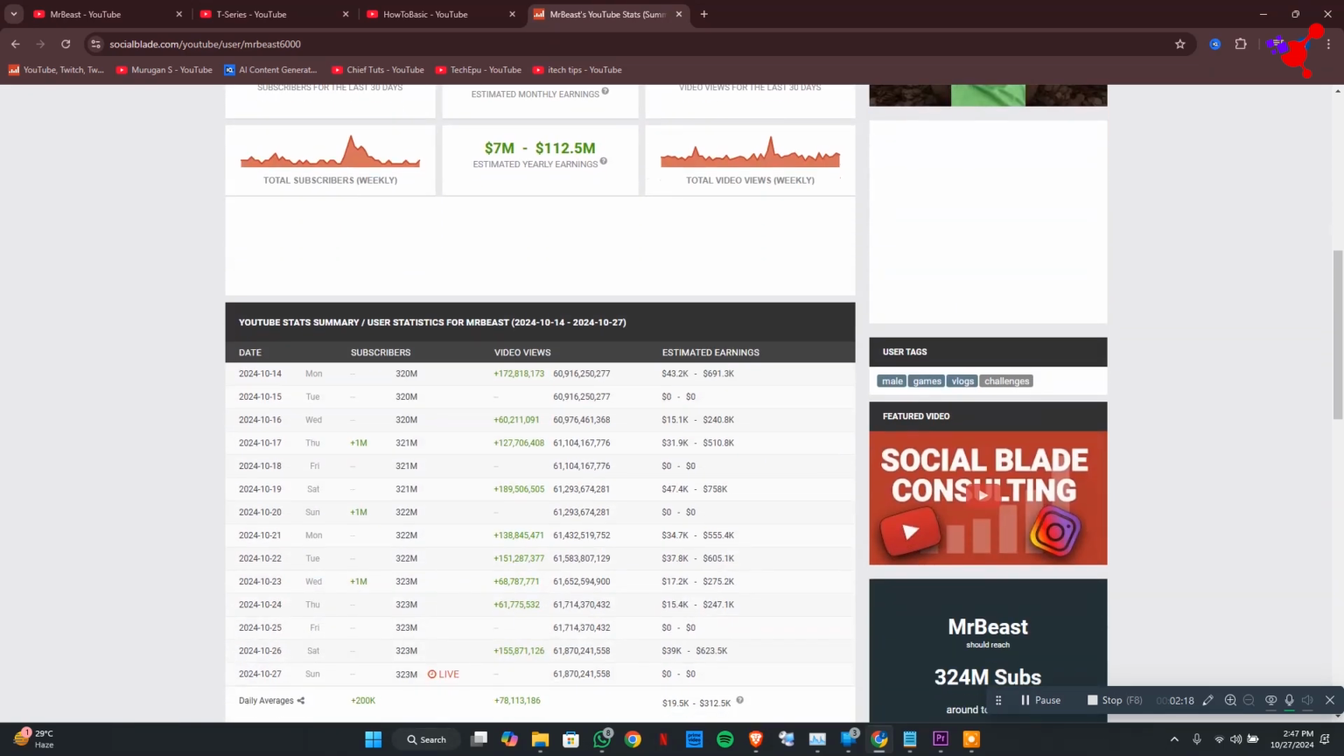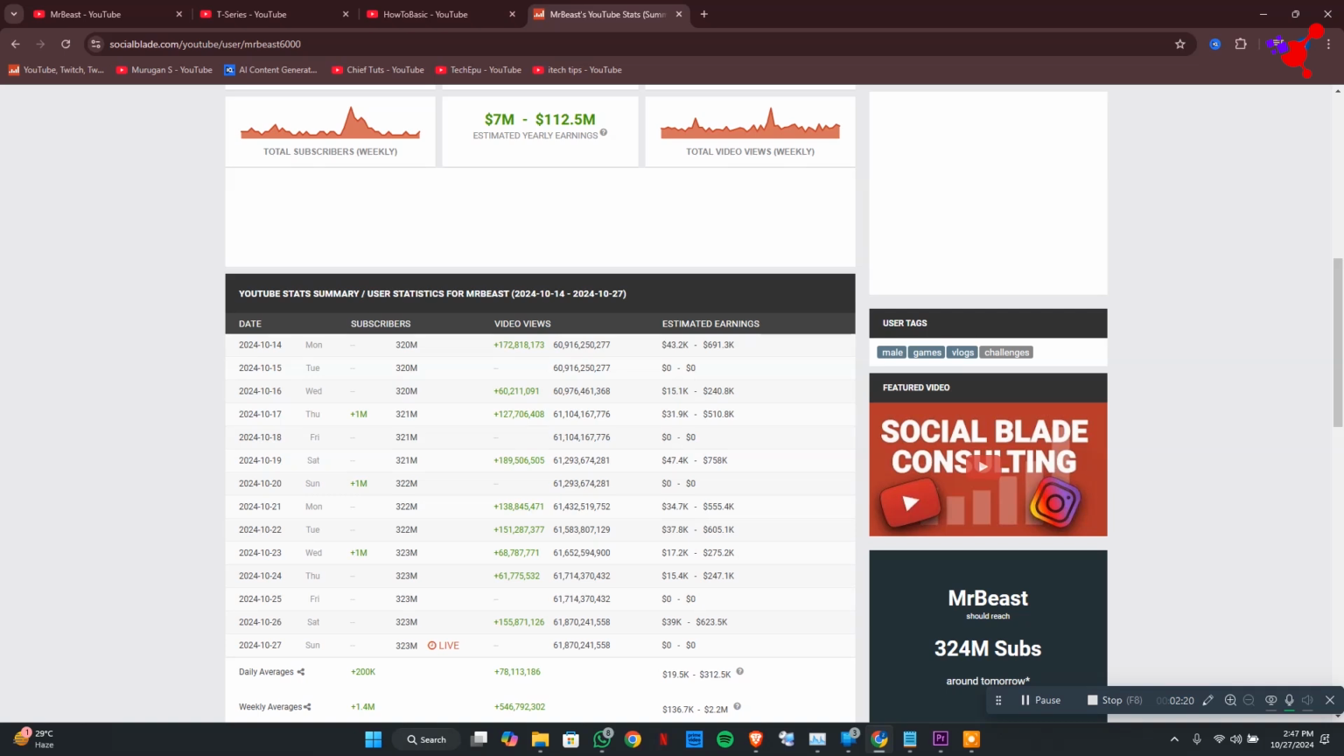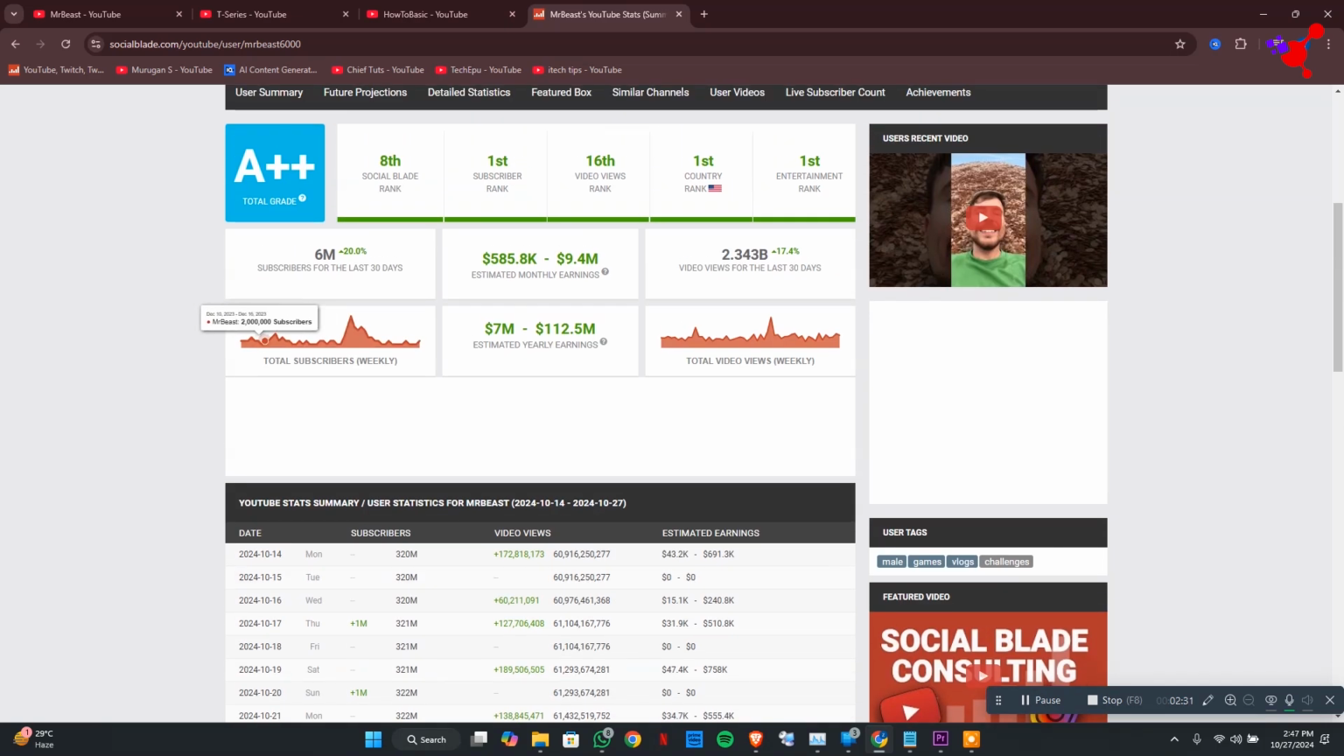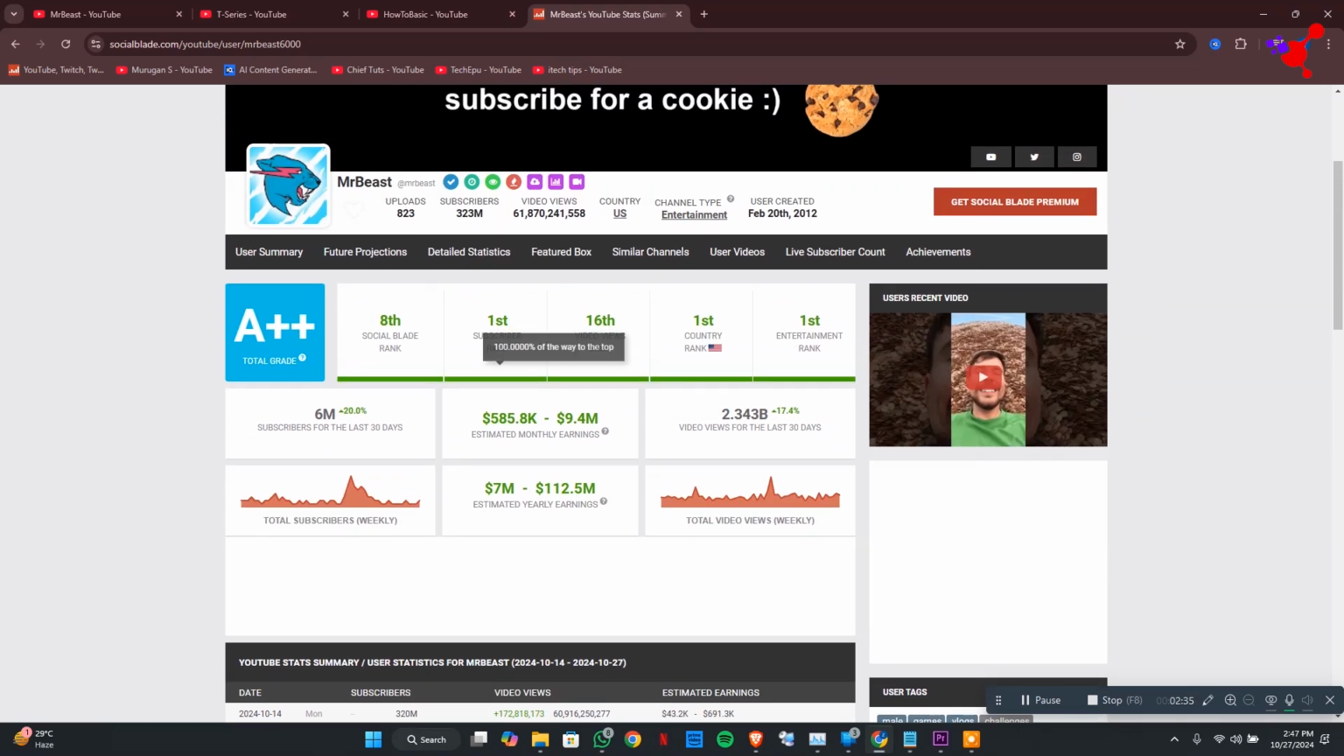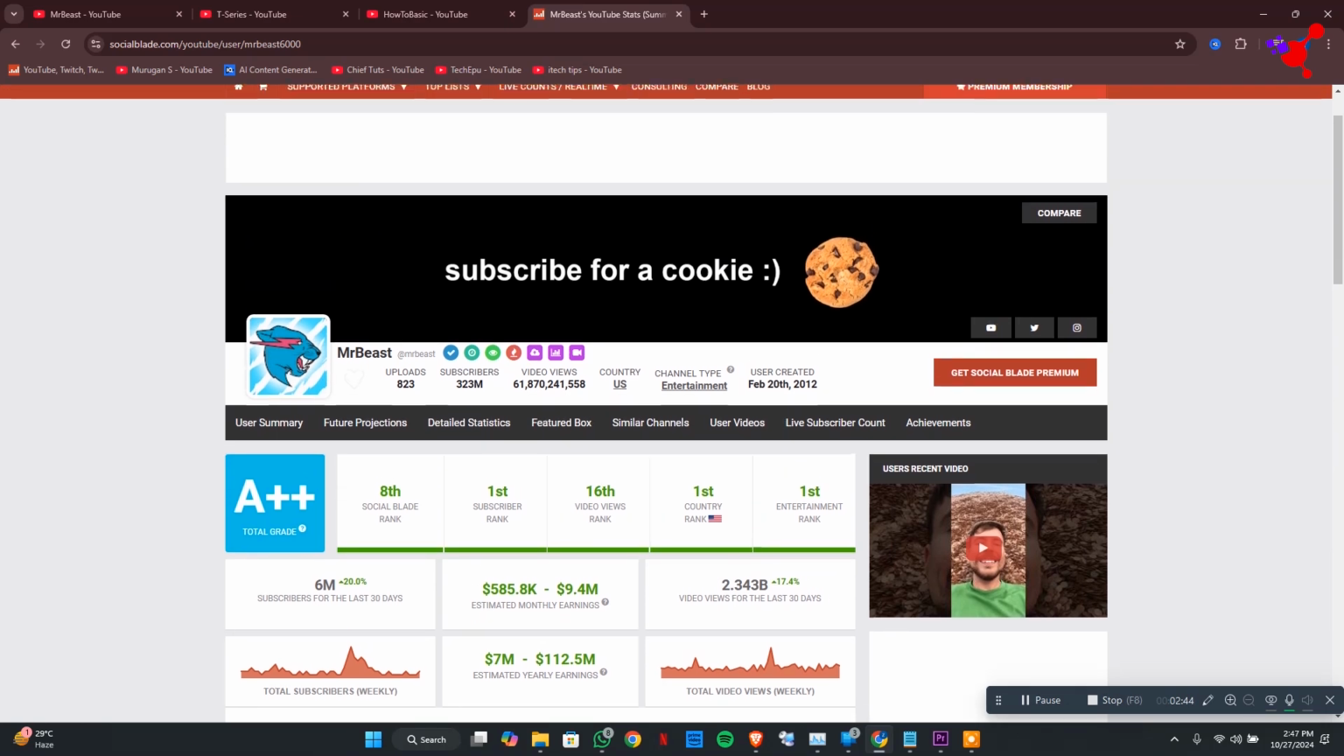You can see the stats here as well. You can see the views per day that Mr. Beast is getting, and the estimated revenue per day as well. And you can see the subscriber graph and the views graph, and you will get the idea of total videos and total subscribers as well and total views. So that's how you can find out the earning of any channel.